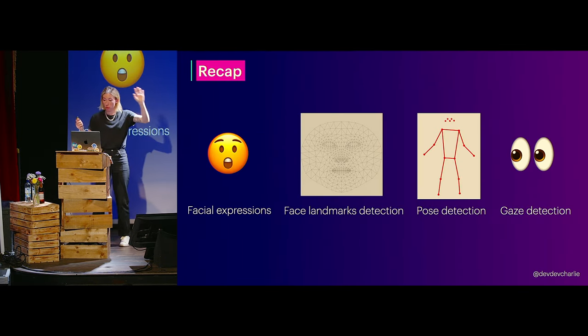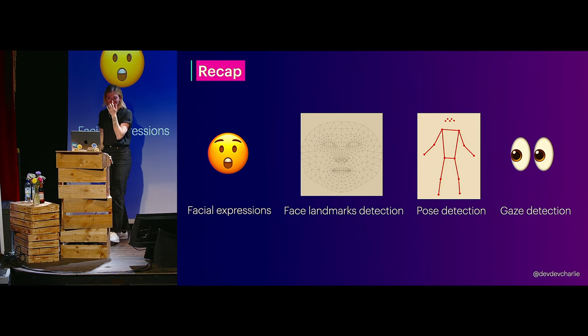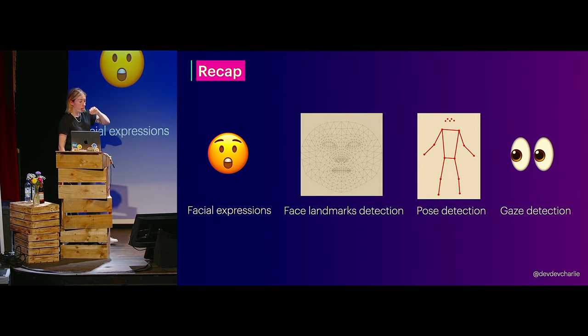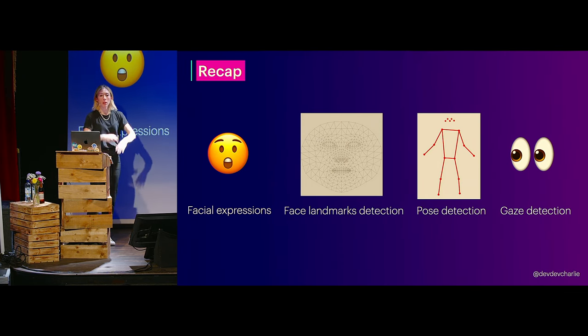So just to recap, because I'm going to move on to another type of input data, you can do facial expressions. You can get the landmarks on your face. You can get pose detection. And you can get gaze detection as well. There might be more, but that's what I've personally experimented with.